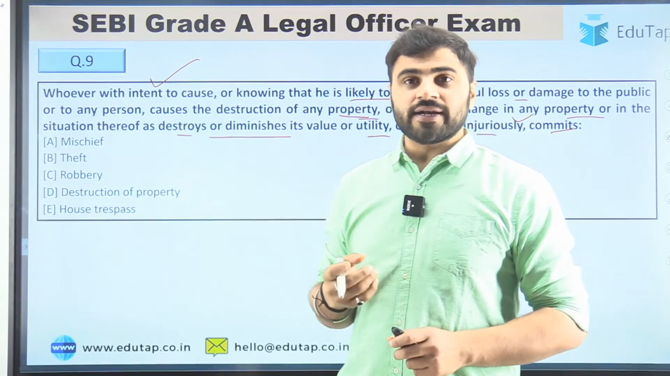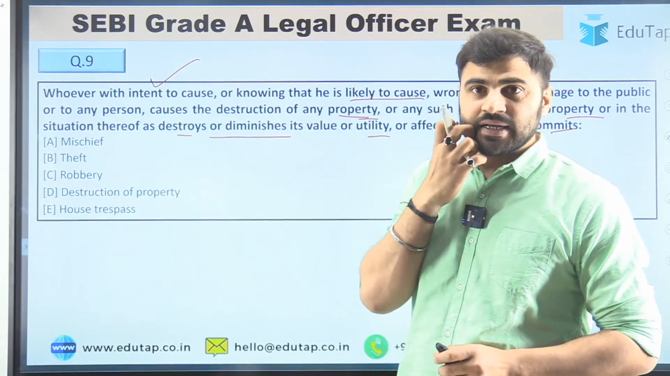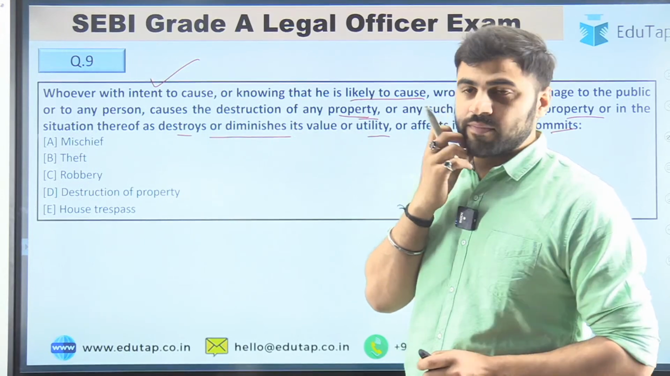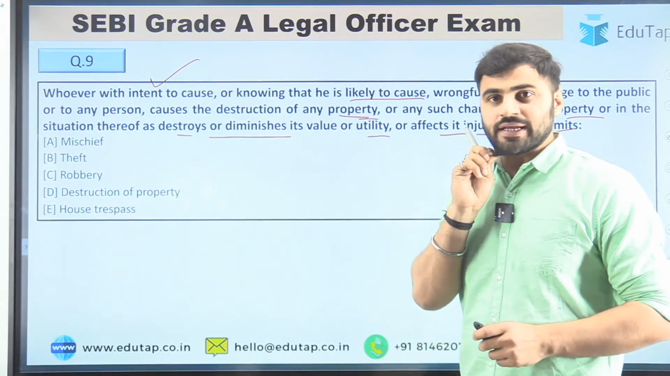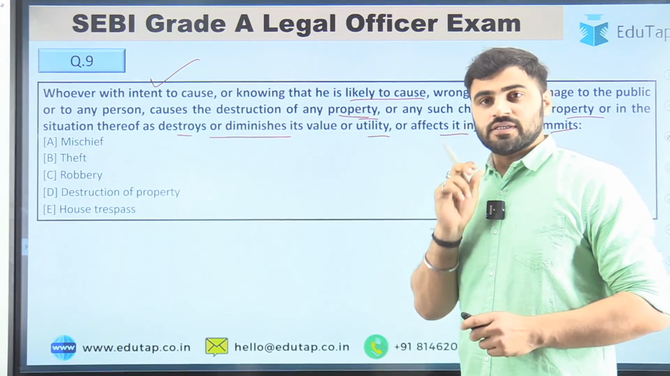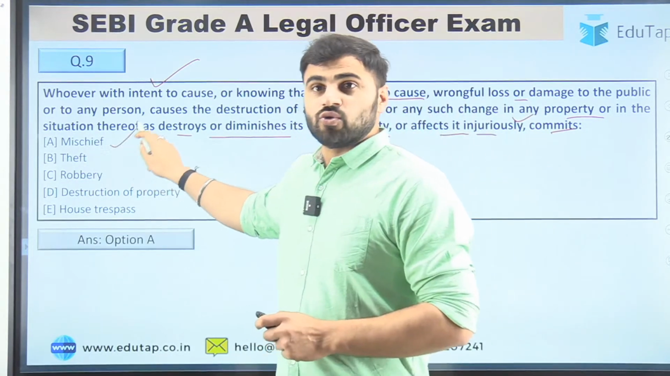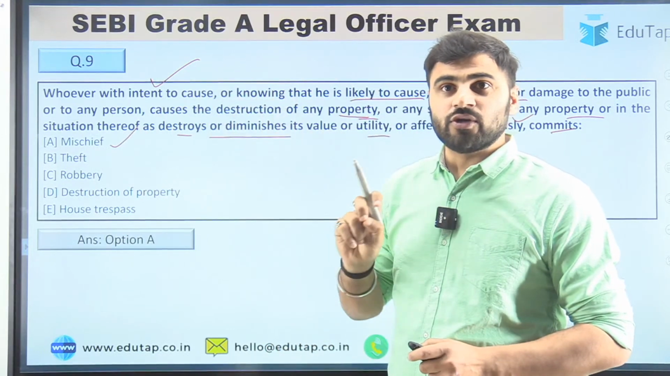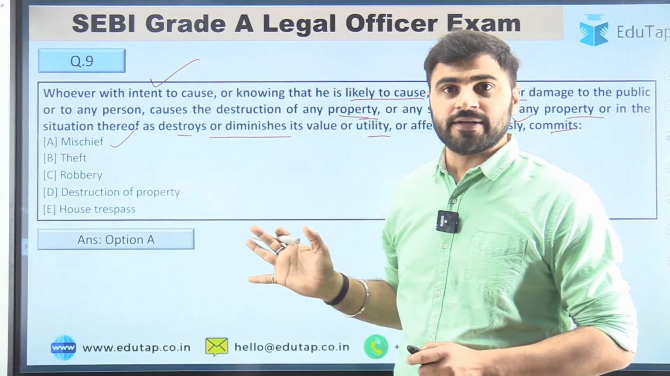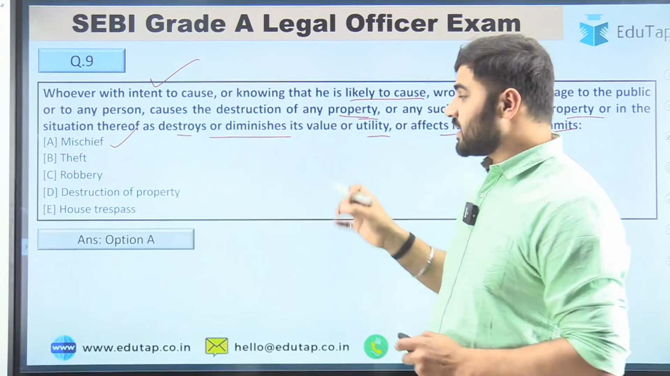Tell me, guys, what is the right answer? Piyush Gupta is saying A. Okay, Piyush, your option is option number A. So the right answer for this question is option number A, that is mischief, right? So those who are saying A, that is the right answer. I hope everyone has given the right answer, right? Okay, so A is the right answer for this question.